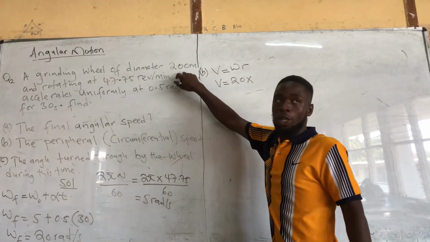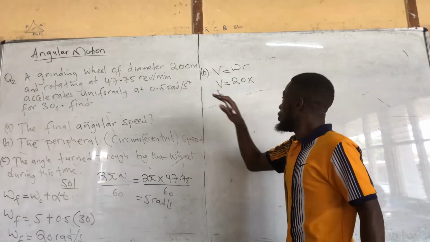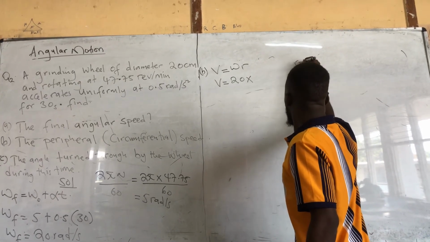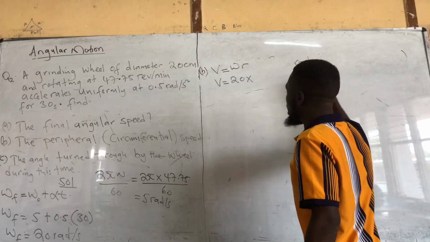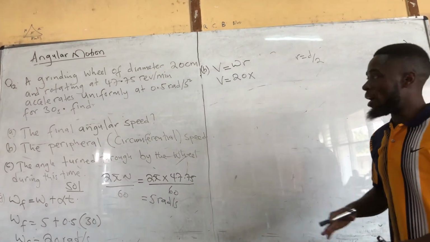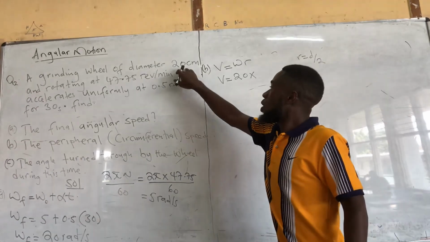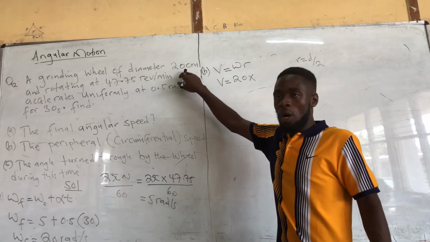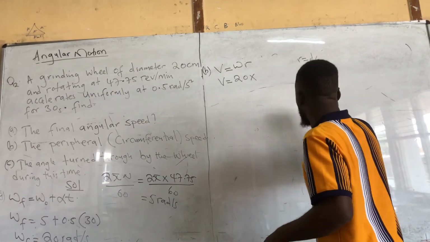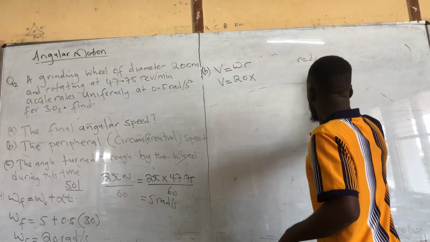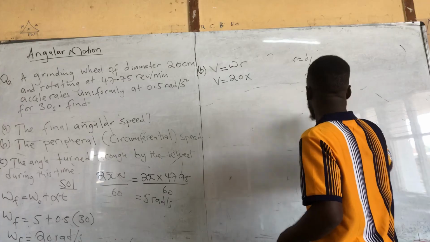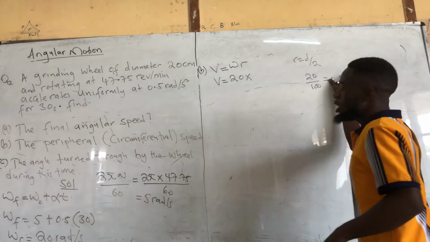You can see that in the question here we are given the diameter. And we know that radius is equal to diameter divided by 2. But the first thing you need to do here, this one is not in centimeters. You need to take it to meters. So how do we convert 20 centimeters to meters? You divide 20 by 100. So the answer here is 0.2 meters.